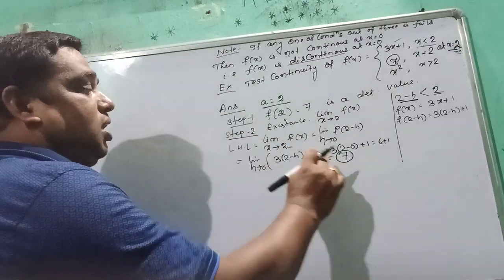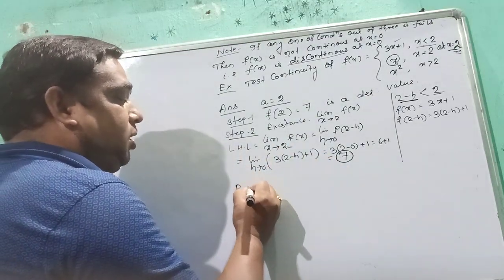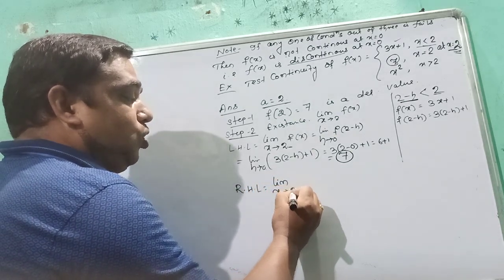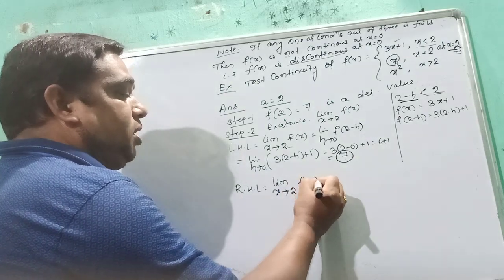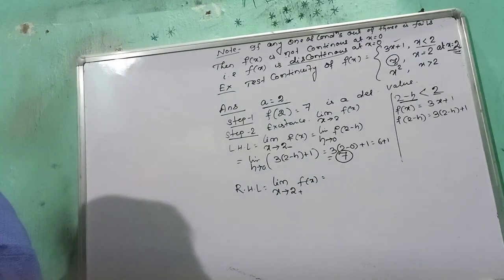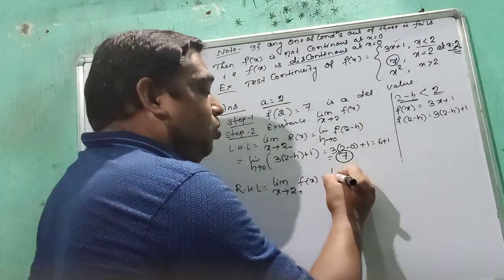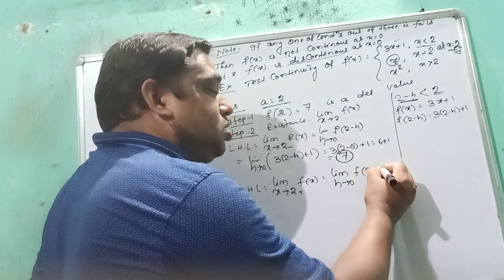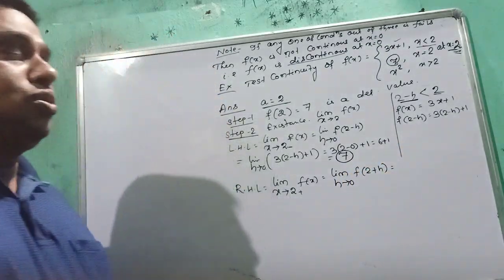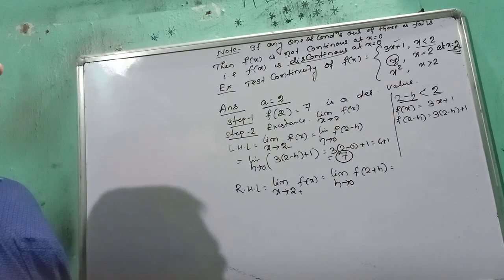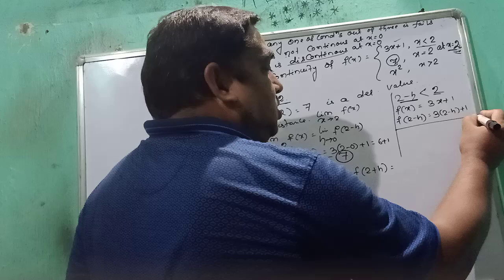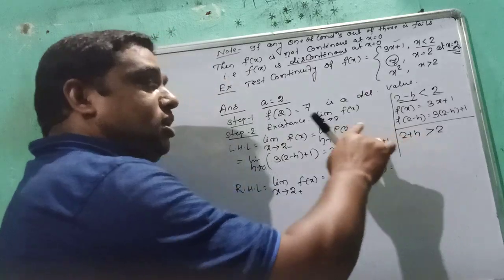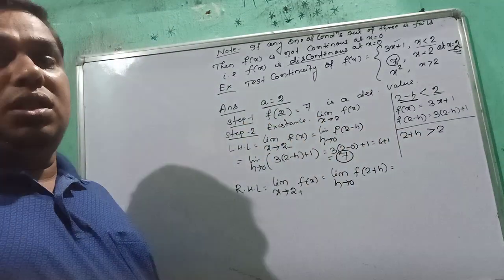Since the left hand limit is 7, now we go to the right hand limit. The right hand limit is limit x tends to 2 plus f(x), which is limit h tends to 0 of f(2 plus h). Is 2 plus h greater than 2 or less than 2? Since h is a positive quantity, 2 plus h must be greater than 2.